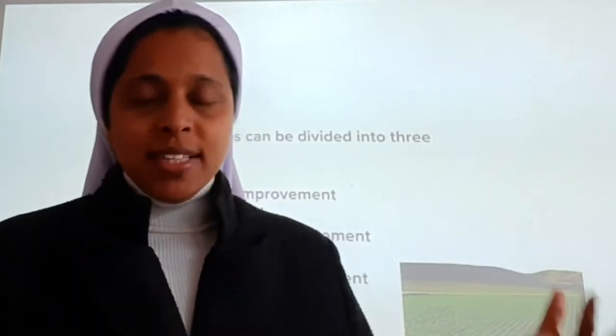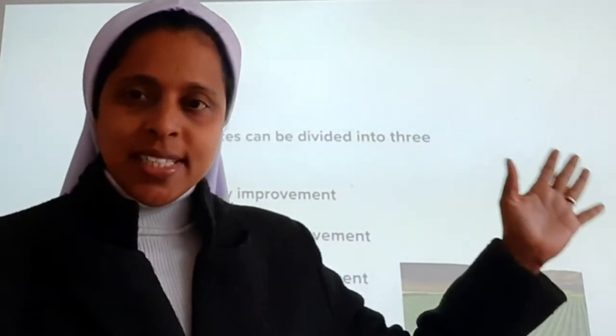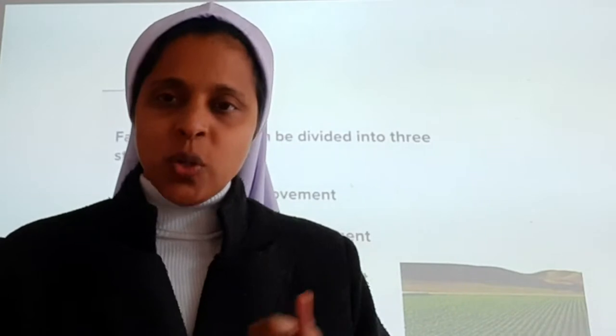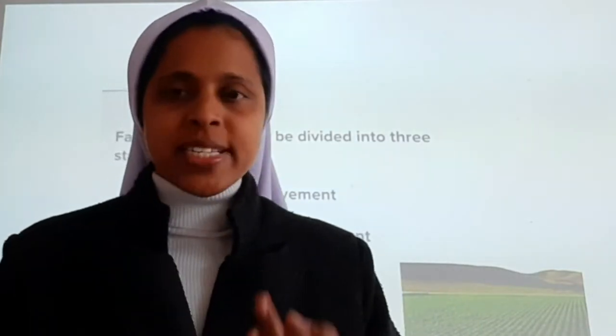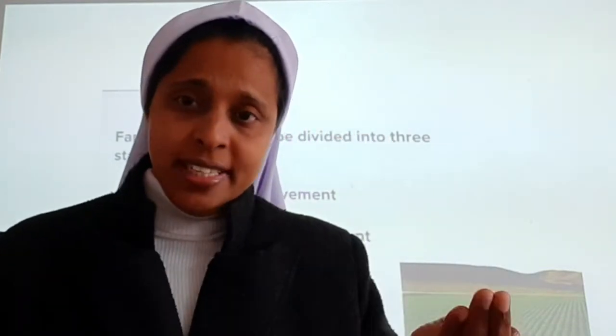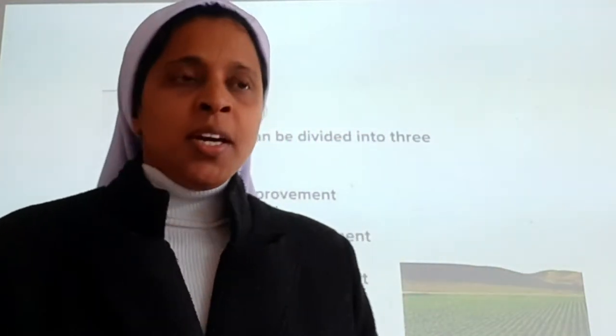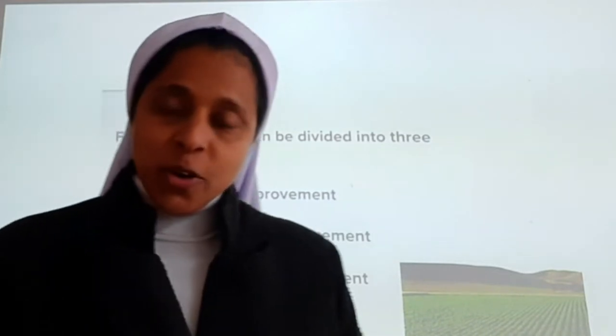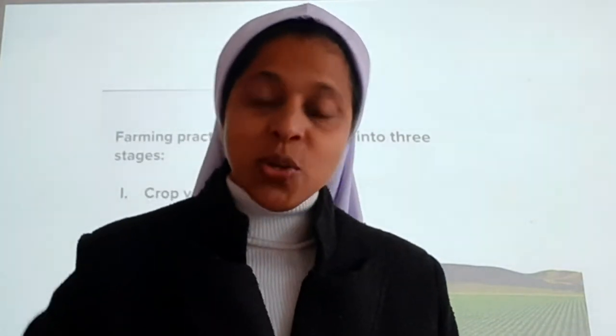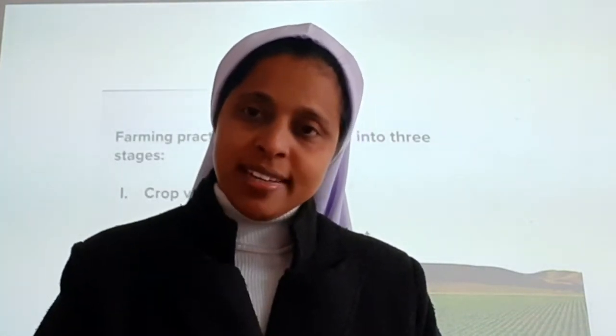So in our previous classes we have learned about farming practices. It is divided into three parts: crop variety improvement, crop production management and crop protection management. We have seen every detail of crop variety improvement. Today we will learn crop production improvement. From the word itself we can understand it is about how to improve the production of the crop. So let us learn it in detail.